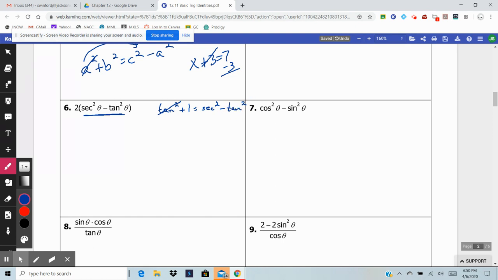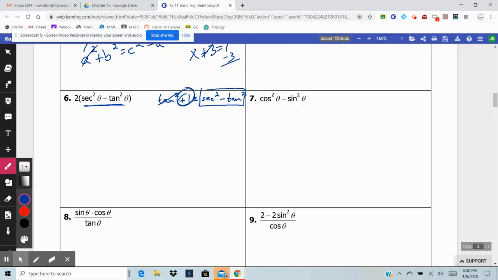It becomes a minus tangent squared. And look, secant squared minus tangent squared is equal to 1. So since secant squared minus tangent squared is 1, I can replace secant squared minus tangent squared with 1. So this expression is now 2 times 1, which is 2. But we've really cleaned that one up.